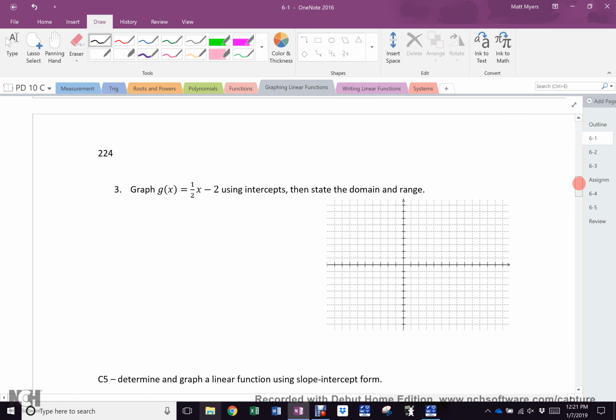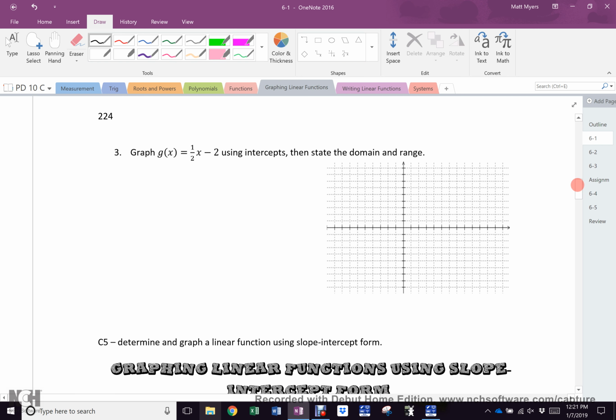Yeah? Now, number 3. Does it look different? Yes, it looks different. Is it different? No, because I want intercepts. What is every single x-intercept? x, 0. What is every single y-intercept? 0, y. Sub into the equation. 0 equals 1/2 x minus 2. How do I solve that?